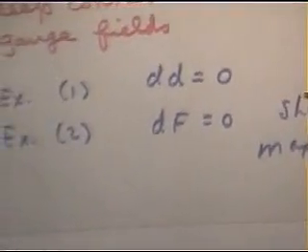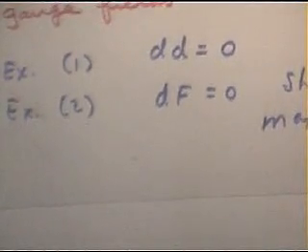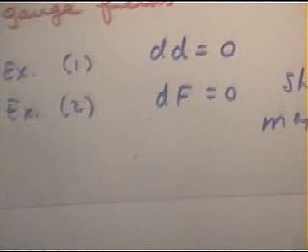Okay, so exercise 1 is show that dd is equal to 0. That means if you act with this operation d and you do it again, you get 0.